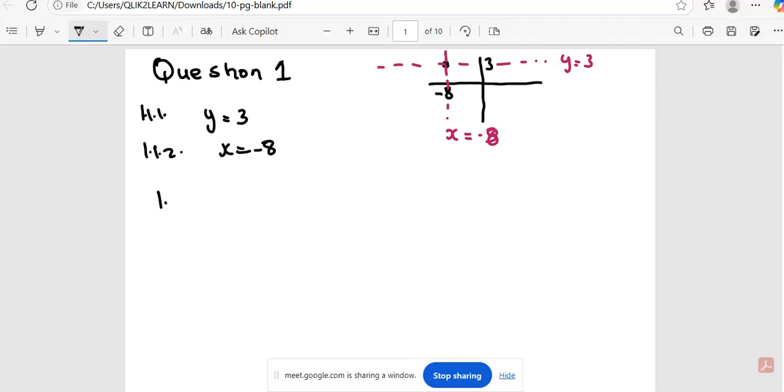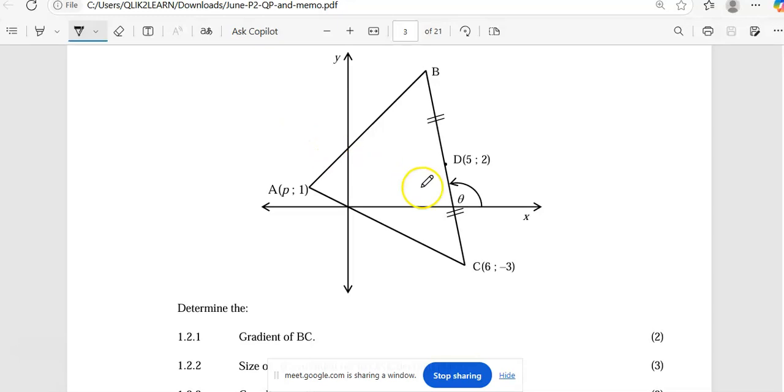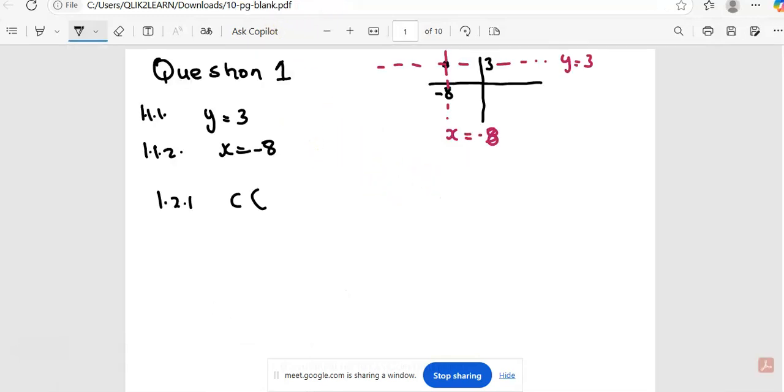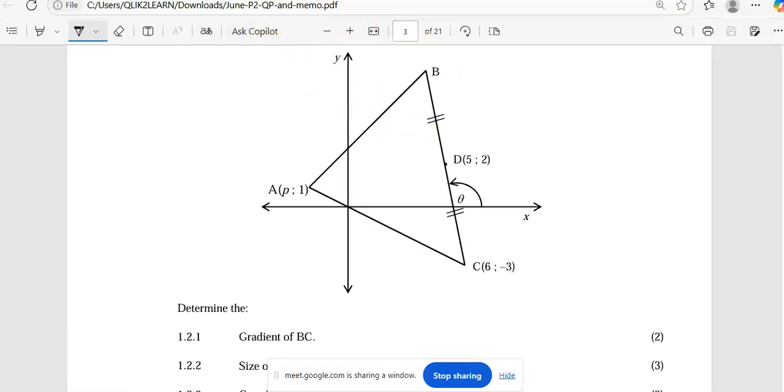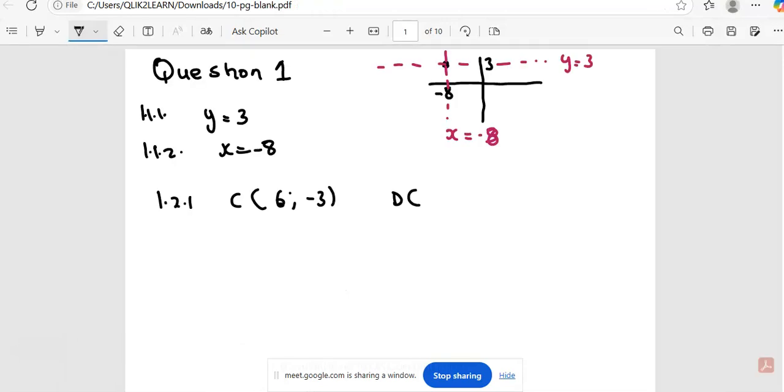Okay, this is 1.2.1. The coordinate of C. So what do we have on C? We have the coordinate of C as 6 and minus 3. So I'm going to write down the coordinates of C as 6, negative 3. Therefore, the coordinate of D is given as 5 and 2. So I'm going to write down the coordinates of D as 5 and 2.